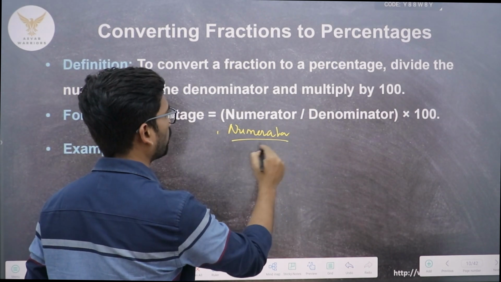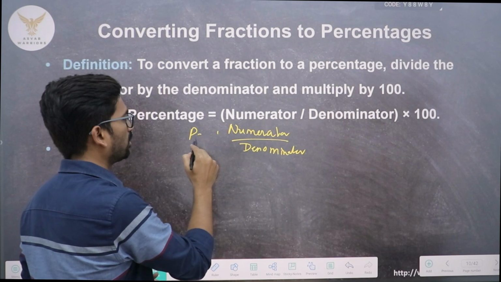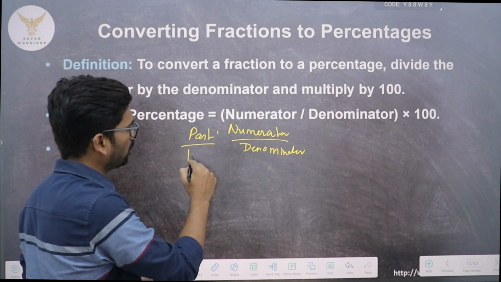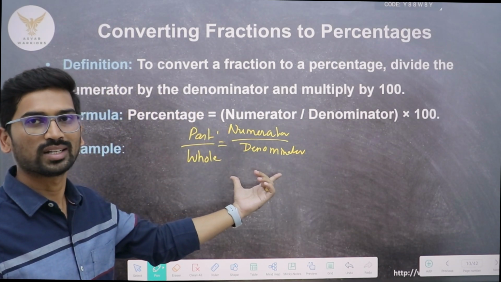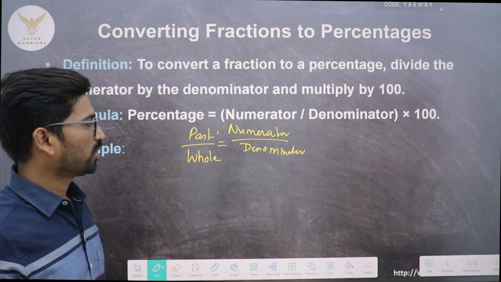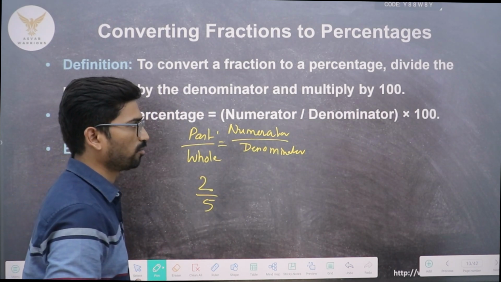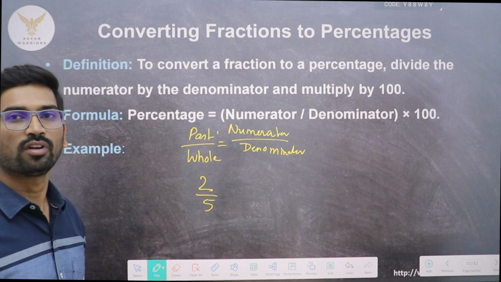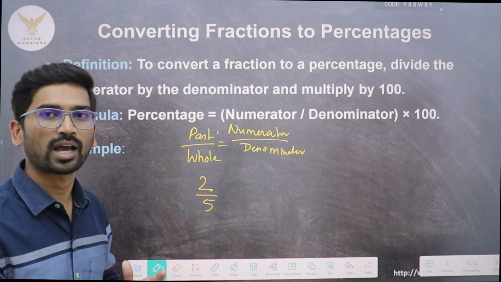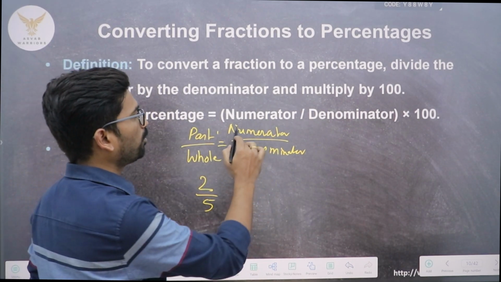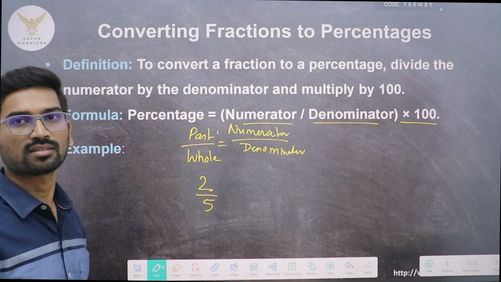Fraction is numerator upon denominator, or as we have seen, the fraction is nothing but part upon whole. Part divided by whole is nothing but fraction, and also it is numerator upon denominator. Now when we have been given a fraction, let us say 2/5, and we want to convert this fraction into percentage, we simply have to multiply it with 100. So when we multiply numerator upon denominator by 100, we will get our answer as a percentage.